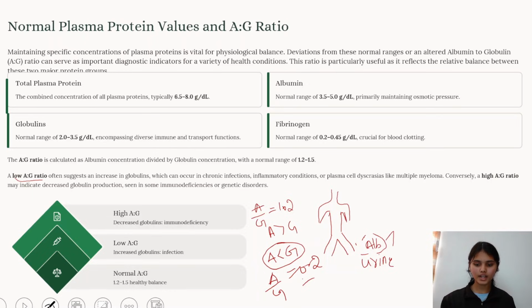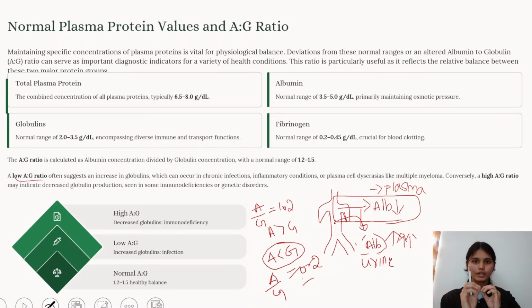Now there will be more albumin from the body escaping into the urine. So what's going to happen? Albumin concentration in the body is going to eventually decrease and it is going to increase in the urine. But right now, since we're talking about plasma, and plasma is present mainly in the body, it leads to hypoalbuminemia, or low albumin concentration, that is a low A/G ratio.